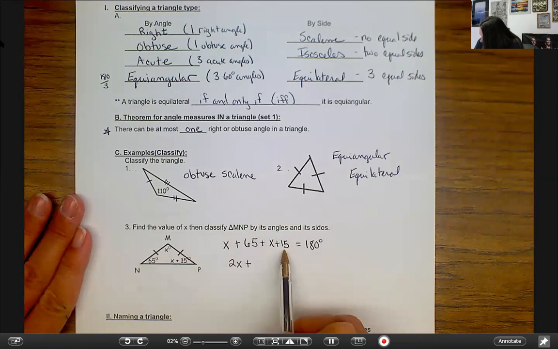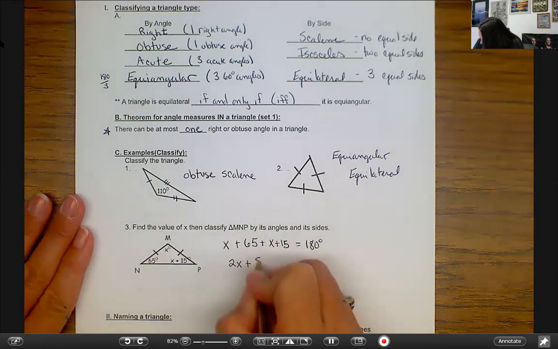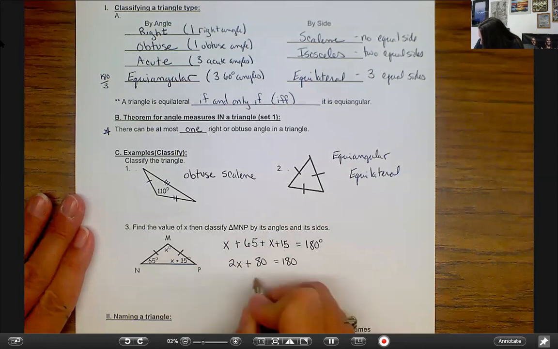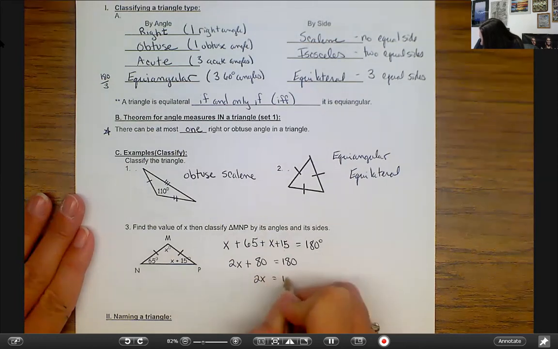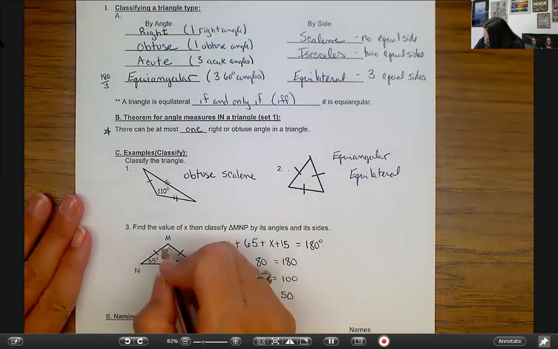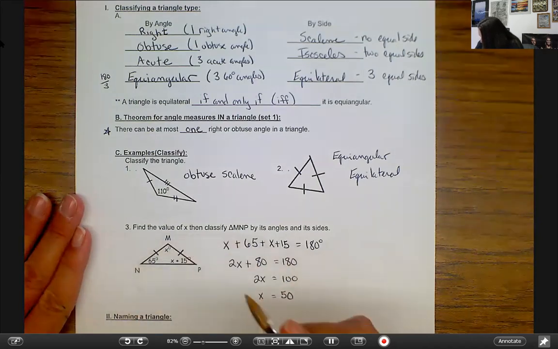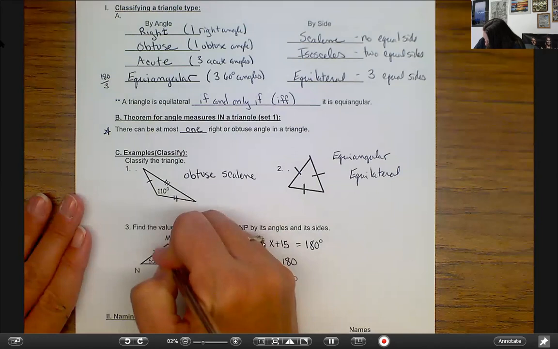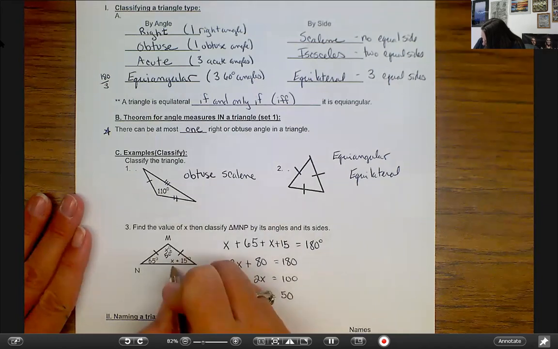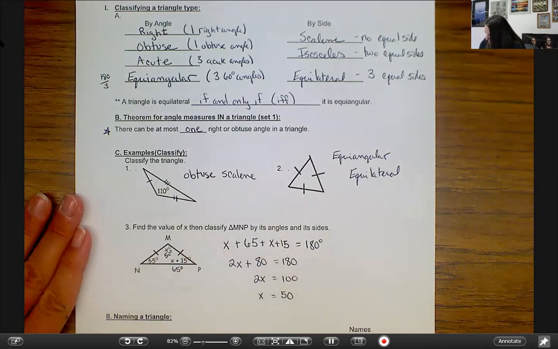65 and 15 will give us 80. If I subtract 80, we've got 100. So then x is going to be 50. So that's going to make this angle at the top 50 degrees. And then 50 plus 15 equals 65 degrees.